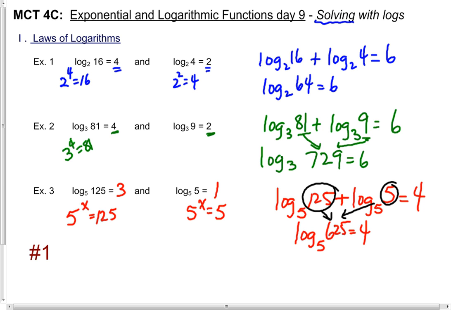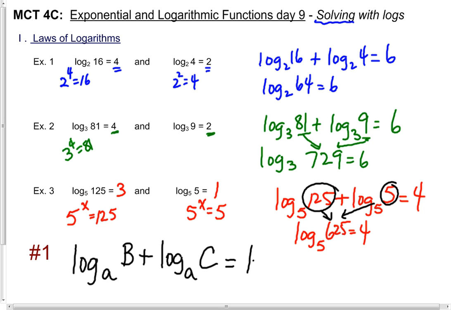So if I have a product, I can write it as an addition. Here we are in general terms. Log base A of the number B plus log base A of the number C. It's the very same thing as log base A of the B times C. That's our first rule.